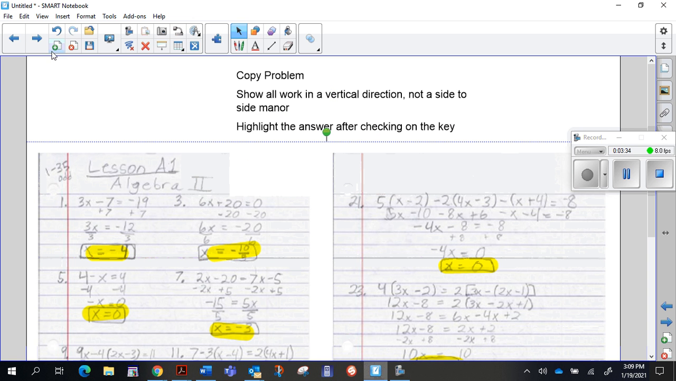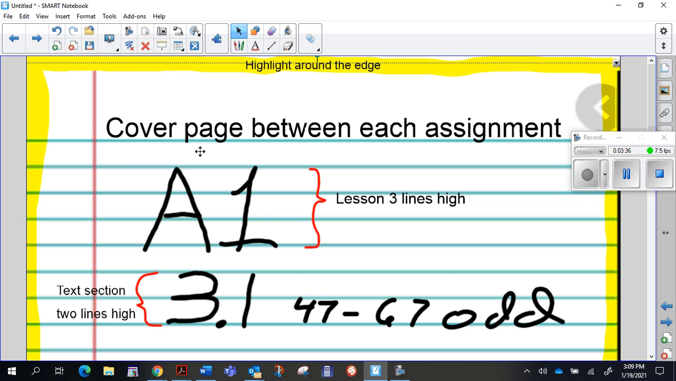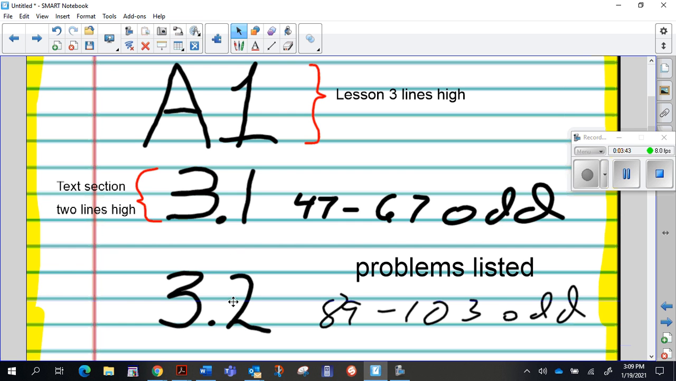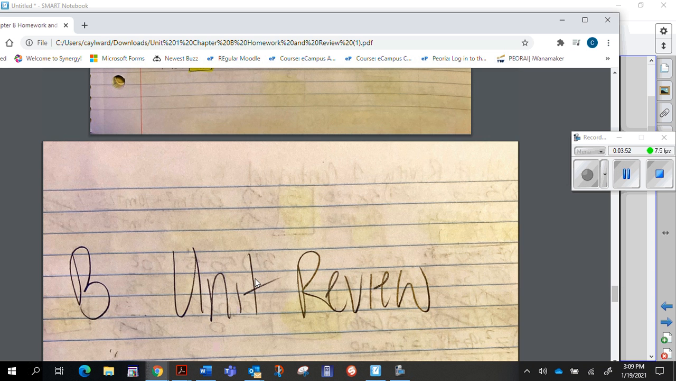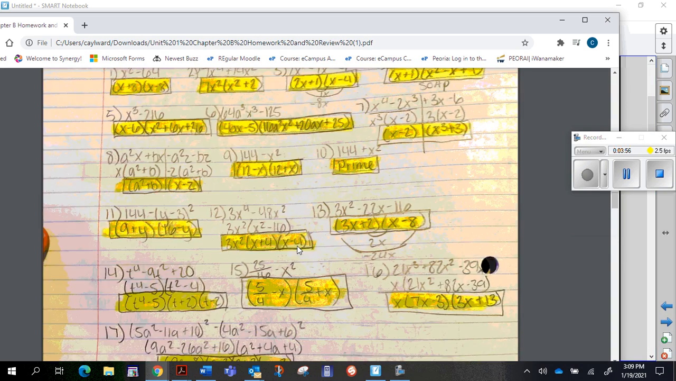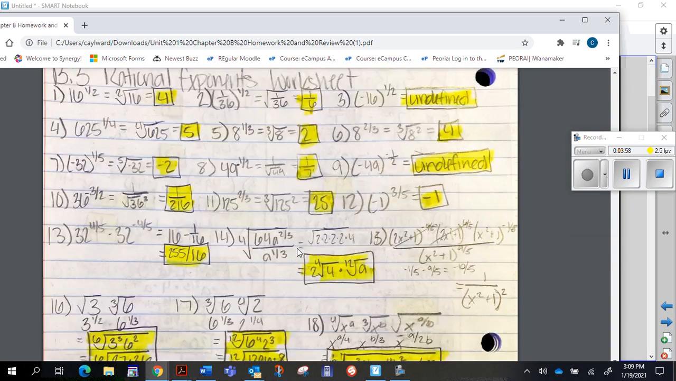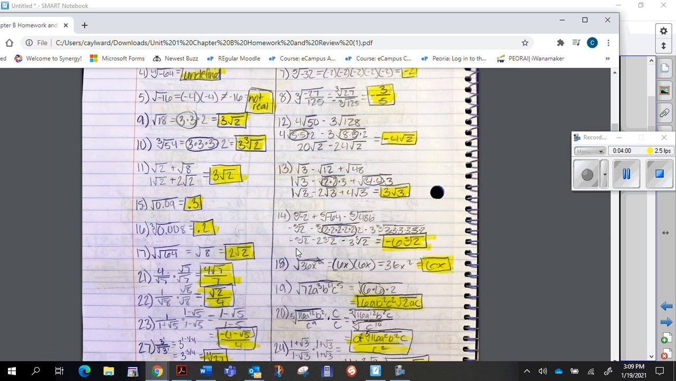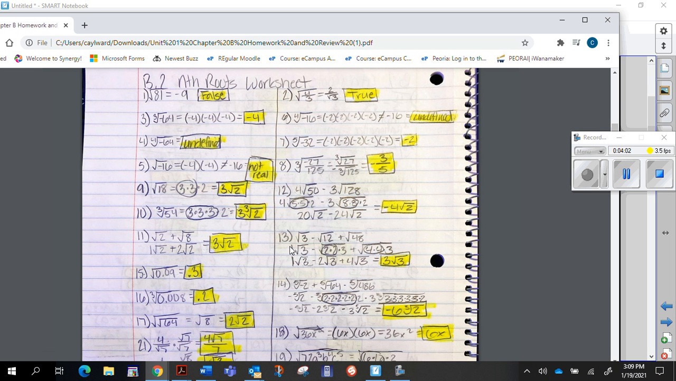Review that again. Cover page between each assignment. 3-line high what the lesson is, 2 lines high for the text section, and 1 line high on what the problems are. Just to make sure we're really tracking, it's going to be pages and pages and pages. They're all in order. B5 came after B4, which came after B3. So this is a college algebra one, so there's more to it, but same idea.